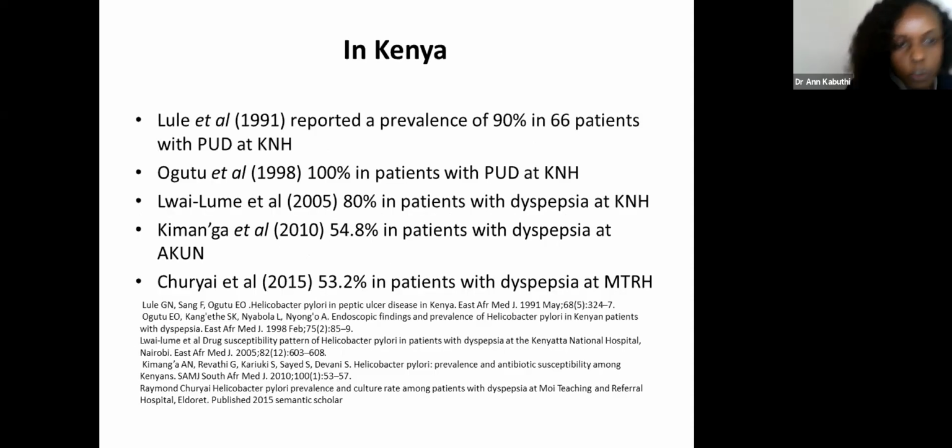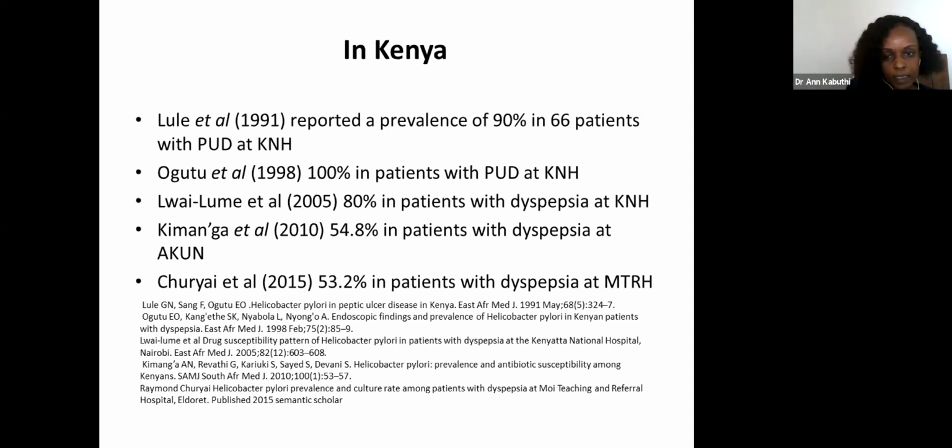So what's the prevalence in Kenya? There are various studies that have been done. Lule et al. found a prevalence of 90%, while Ogutu et al. found a prevalence of 100%, in both studies done in patients with peptic ulcer disease at Kenyatta National Hospital. Now, Luvai Lume et al. in the year 2005 found a prevalence of 80% in patients with dyspepsia at Kenyatta National Hospital.